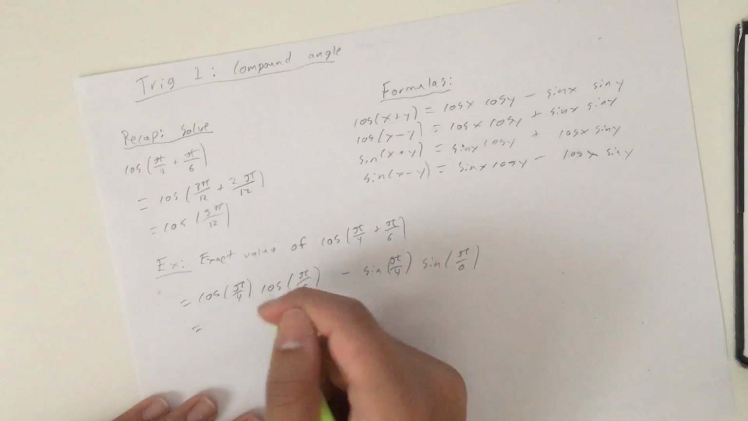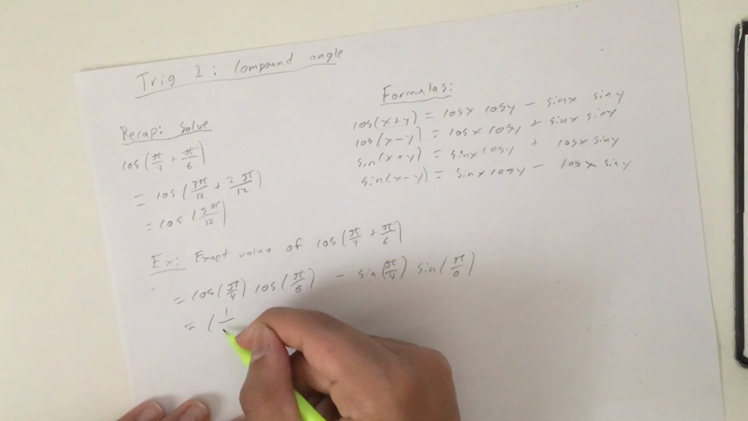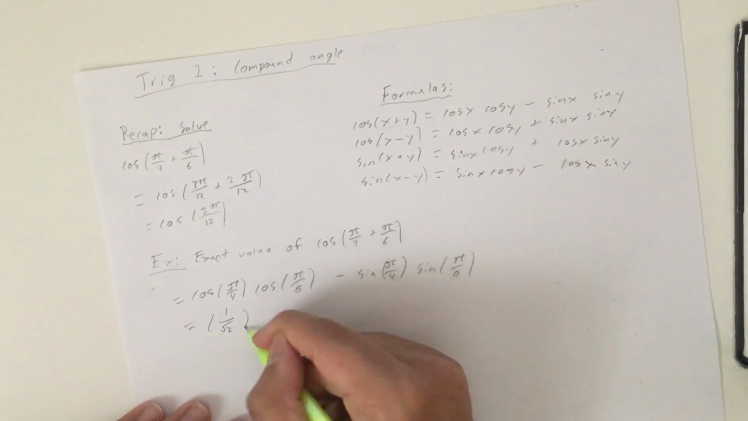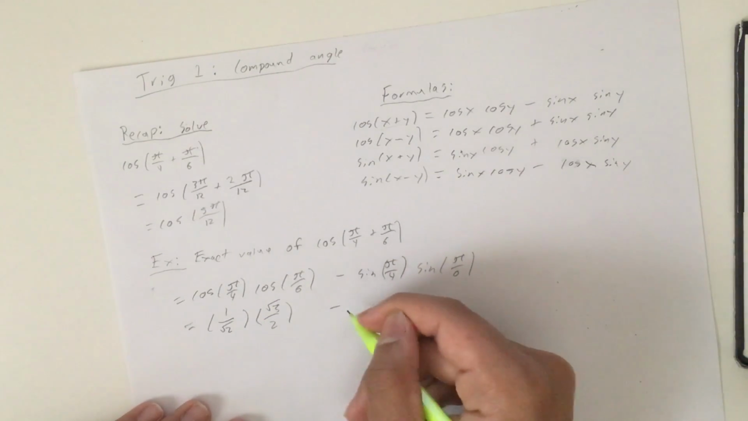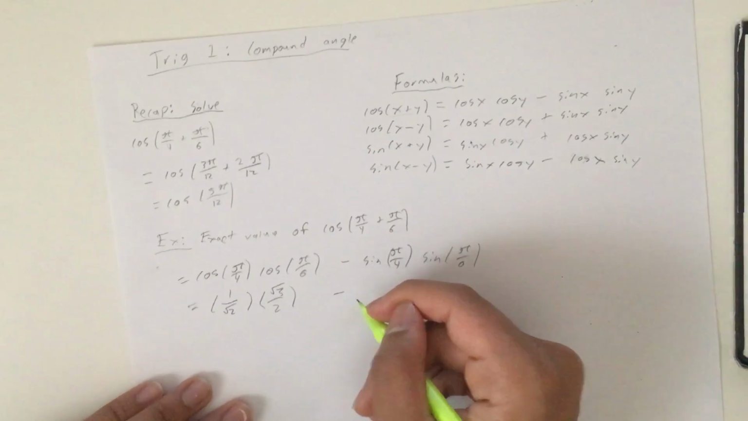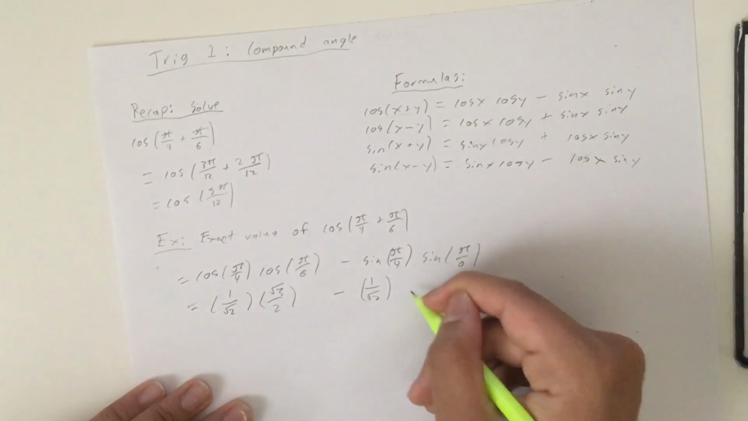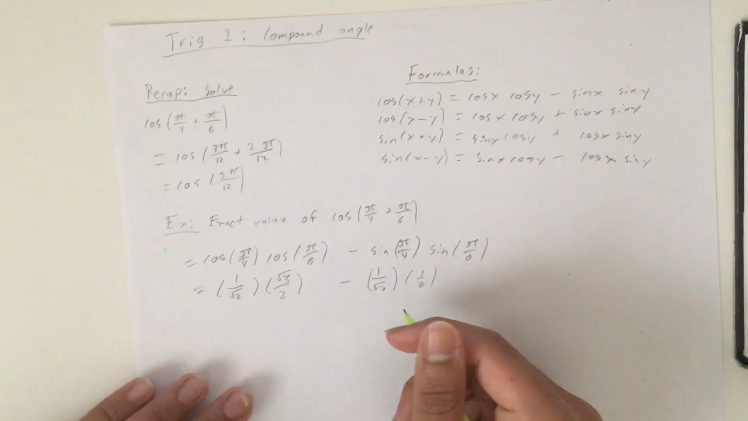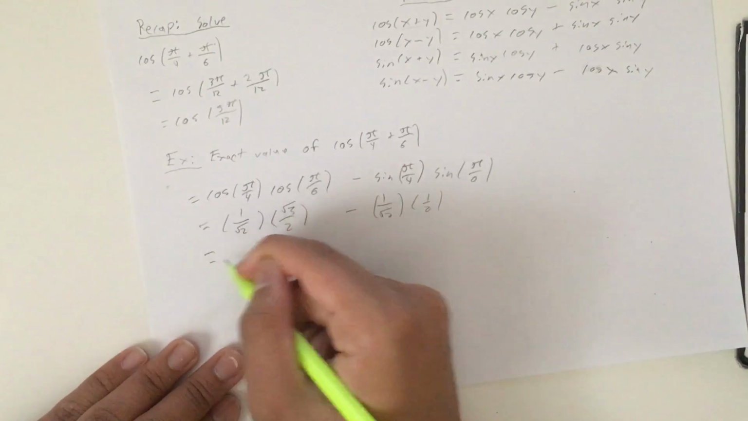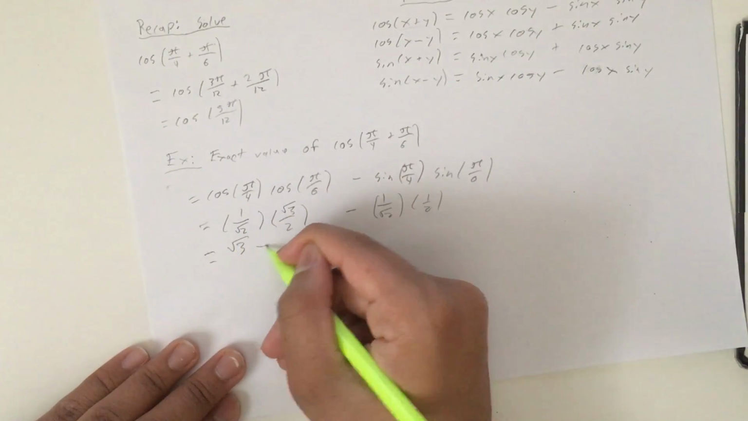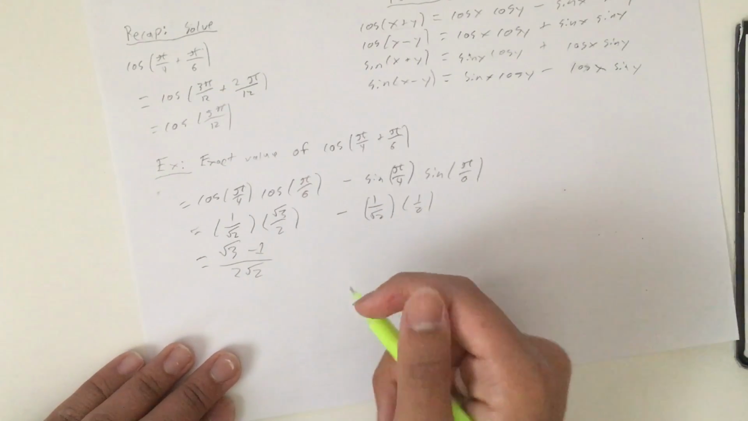And using your special angles, you would know that this equals 1 divided by the square root of 2 times square root of 3 divided by 2, minus 1 over the square root of 2 times 1 over 2. And when you multiply them with each other, it would equal square root of 3 minus 1 over 2 times square root of 2.